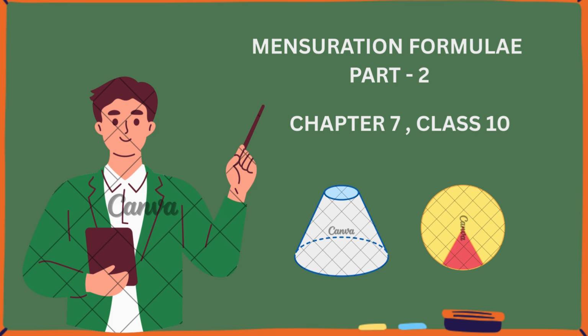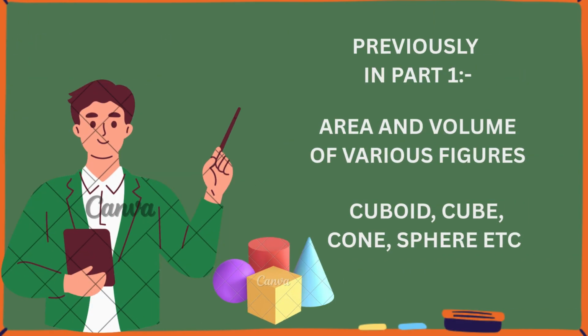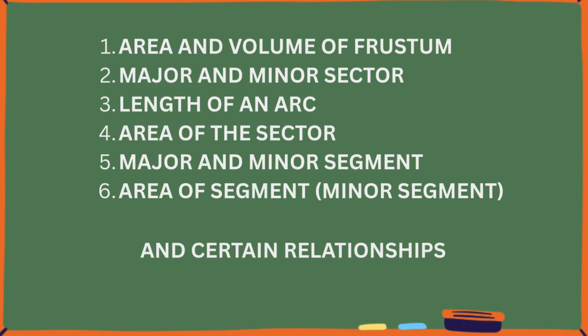In this second part of mensuration formulae video, we are going to cover formulas regarding frustum and concepts regarding segment, sector of a circle with formulas. In part 1, we covered area and volume formulae of various shapes like cuboid, cube, cylinder, etc. Link for part 1 is provided in the description. Now, we shall cover these topics and related content.